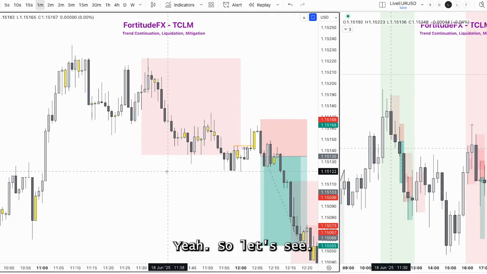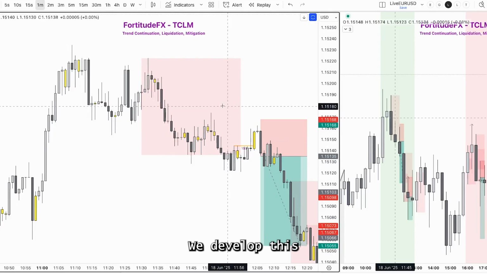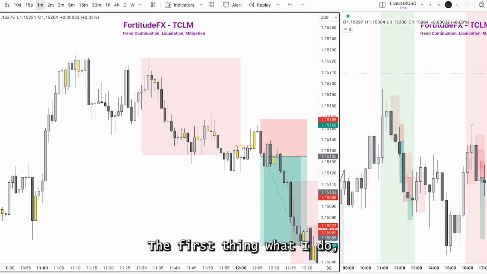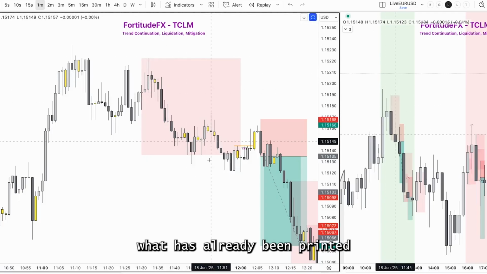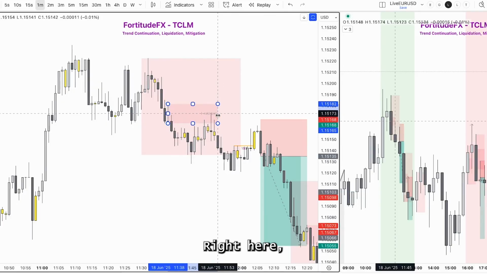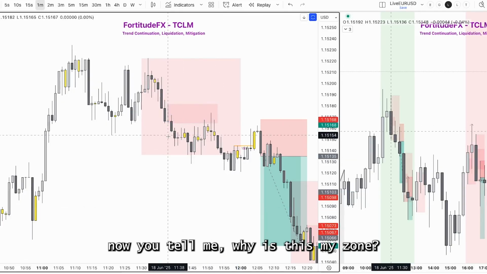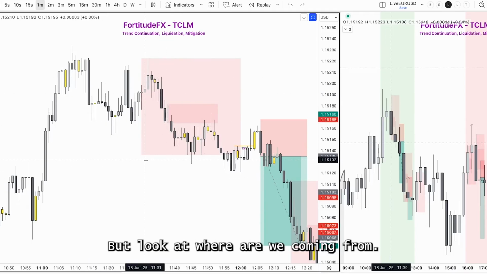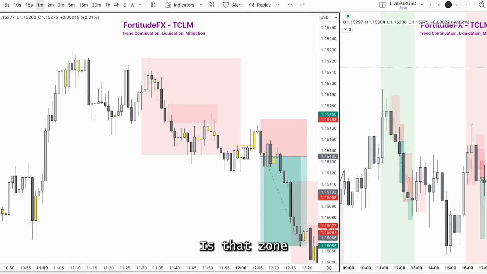Yeah. So let's see. We developed this. Everything to the right has not been printed yet. The first thing I do is look at what has already been printed and where my zones are. So this is my zone, right here. Now you tell me, why is this my zone? That seems like an efficient price action, right? I need a pullback, but look at where we are coming from. Is that zone created from a reaction from another zone? So is that a flip zone?